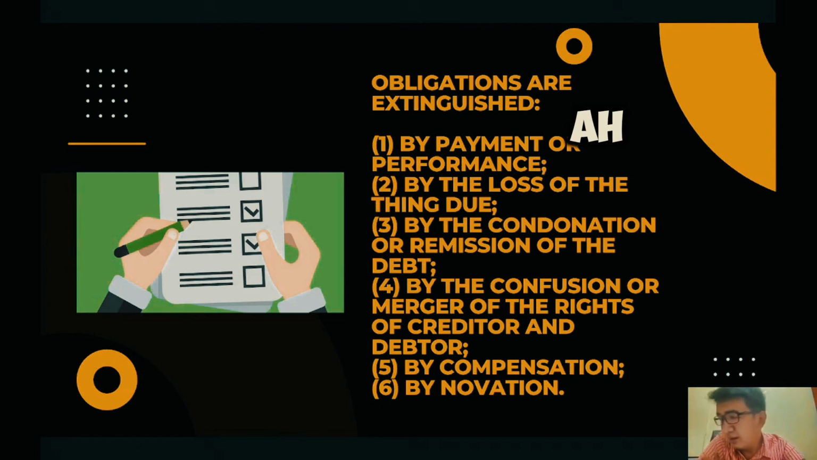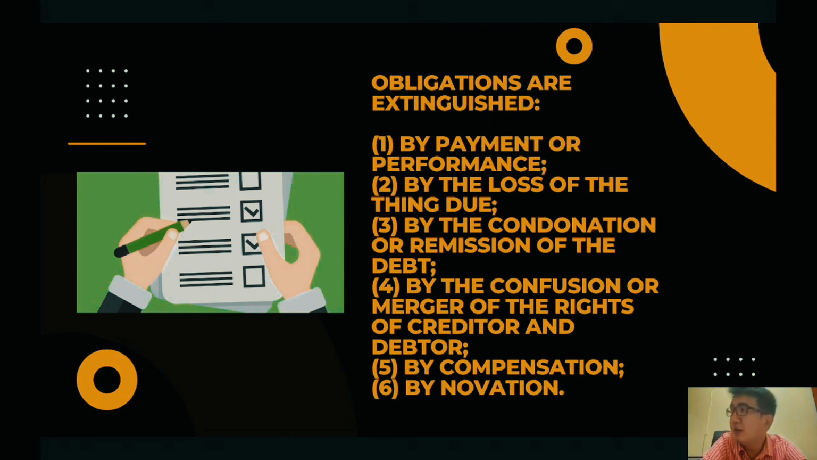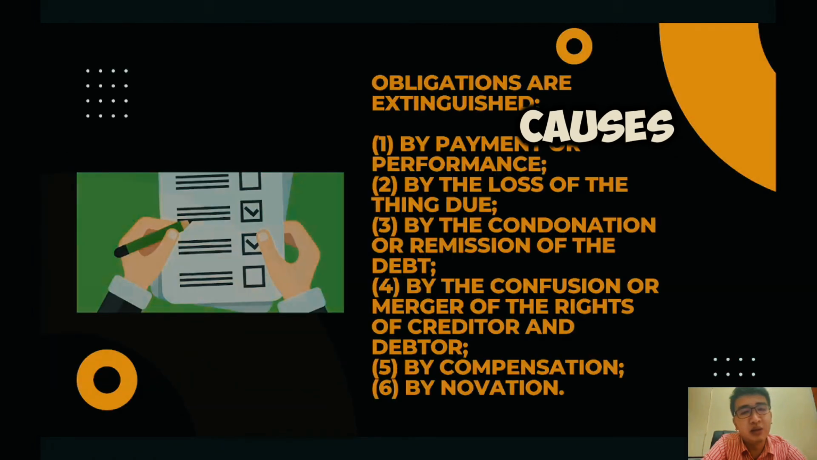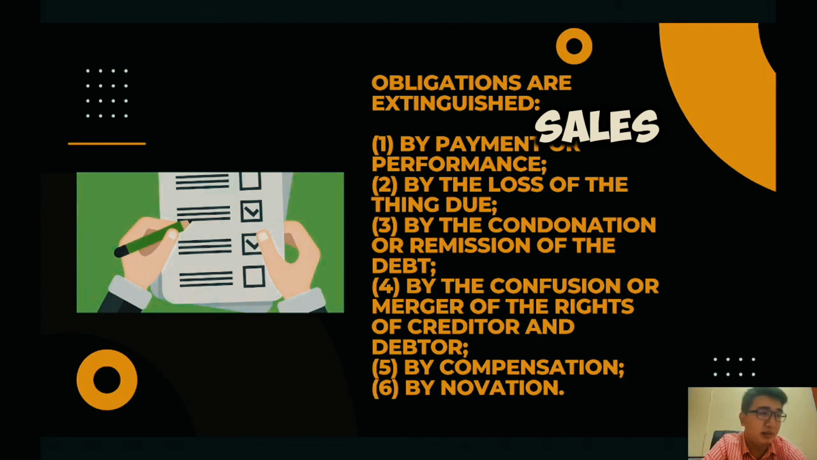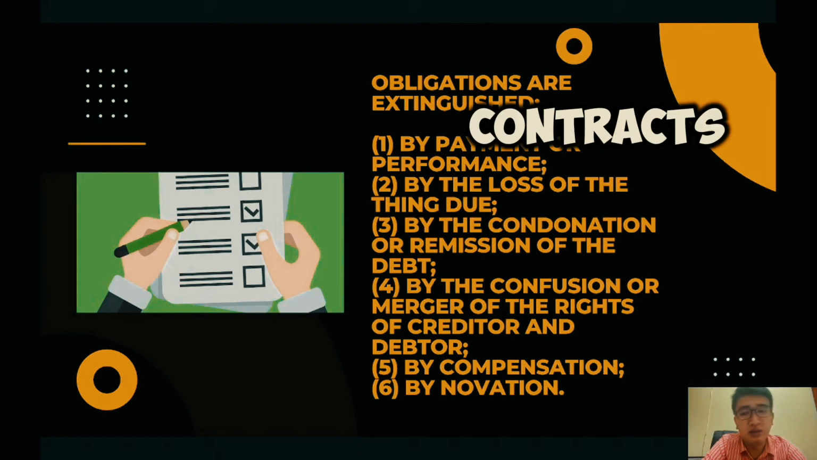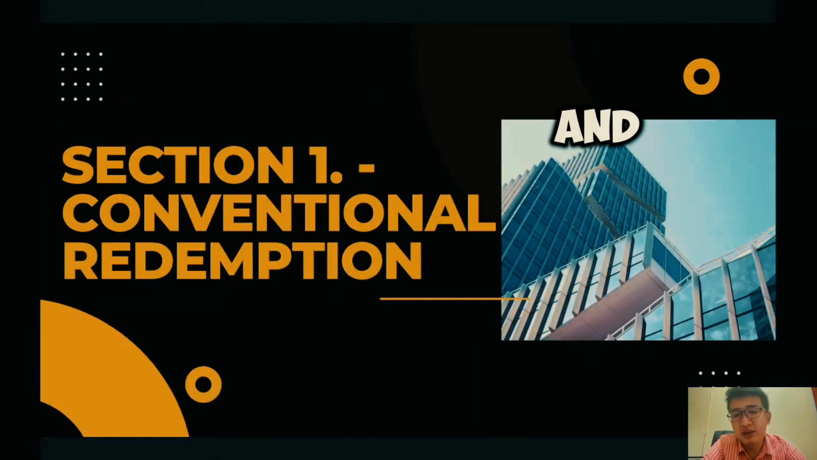Sixth, novation, which is a change in the contract. When there is a substantial change in the contract that does not merely amend it but creates a new one, that is novation. You change the contract. Those are the other causes of extinguishment of sales, and also conventional or legal redemption, which is what is provided under the law on sales. Items 1 to 6 you have already discussed in your obligations and contracts course, so there is no need to elaborate on them. We will focus on conventional redemption and legal redemption.